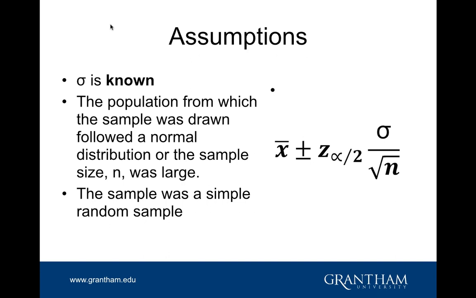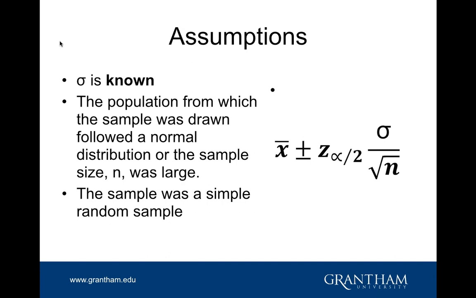Now, if you know what the population standard deviation is, that would be the sigma that is appearing on the screen. If you also knew that the population came from a normal distribution, or at least that the sample size was large, and that the sample that you picked was a random sample, then you can use the formula on the right. This is called the confidence interval formula for a sigma that is known, a population standard deviation that is known.